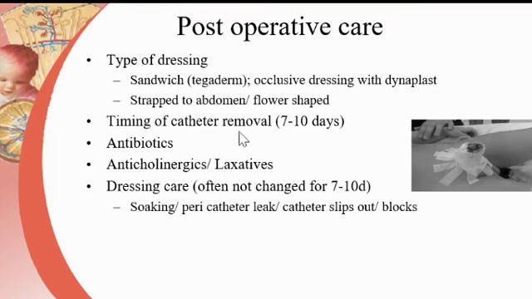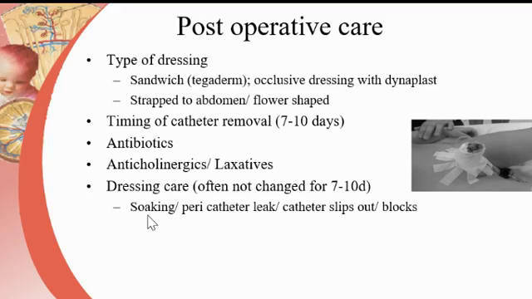The timing of the catheter removal is usually 7 to 10 days. They are often done as a daycare procedure. So you just give a single dose of IV antibiotic, and the rest is oral antibiotics. I always prefer them to have anticholinergics and laxatives to prevent bladder spasms and constipation. The dressing is often not changed in children for 7 to 10 days.